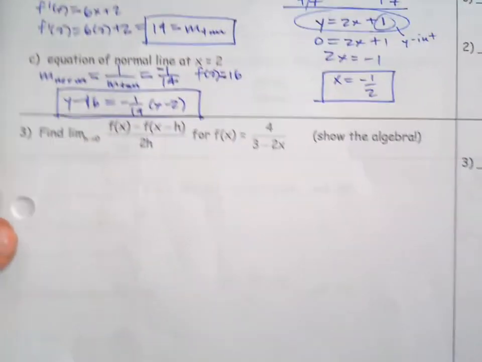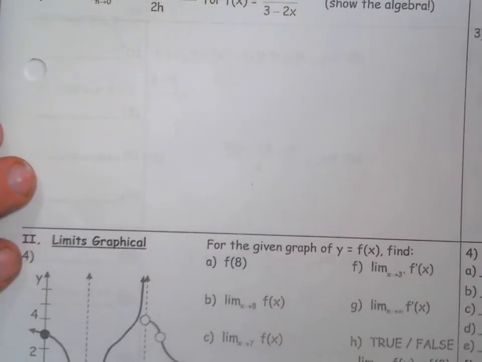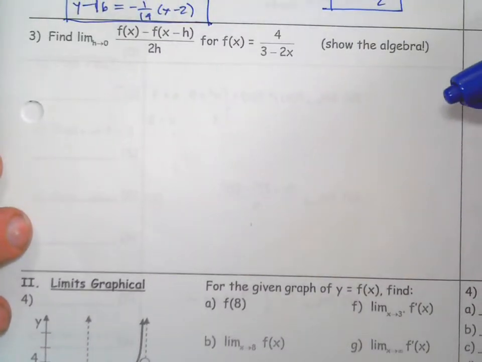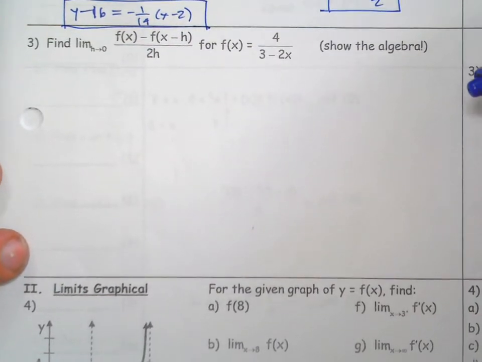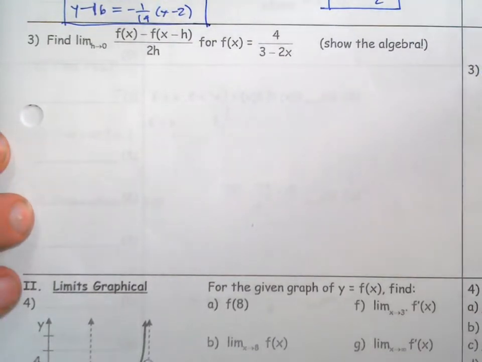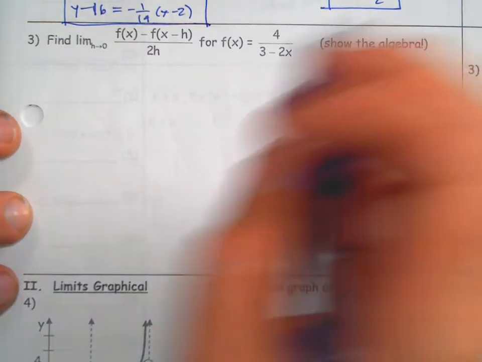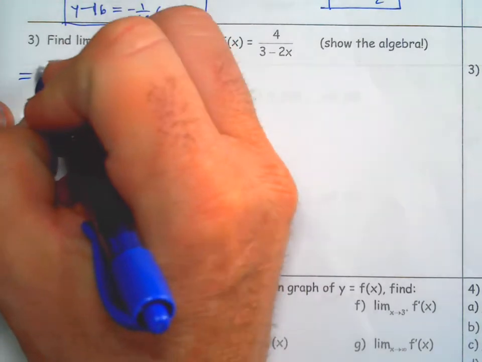Okay, number 3, we're doing it the long way. This is the one problem you're doing the long way. It looks like the definition of derivative, but it is purposely wrong. Plus, it's a function that you probably wouldn't be great at taking the derivative of yet anyways. So I want you to do it the long way.